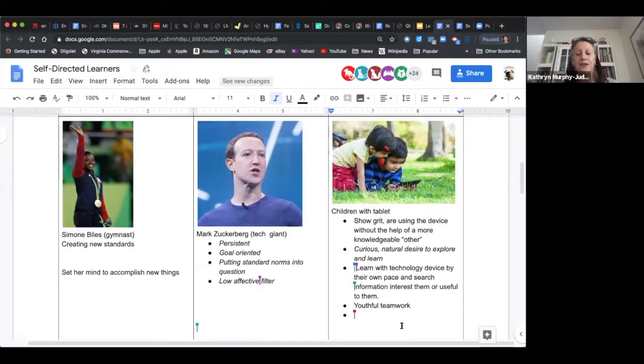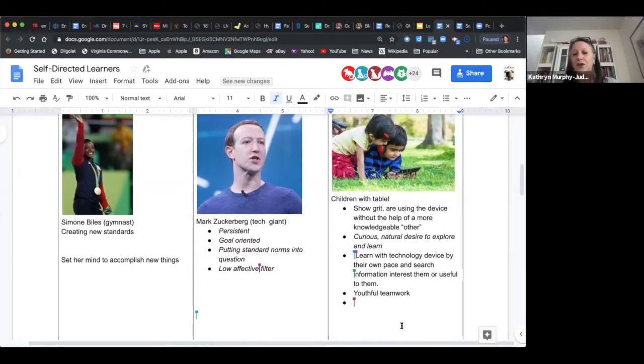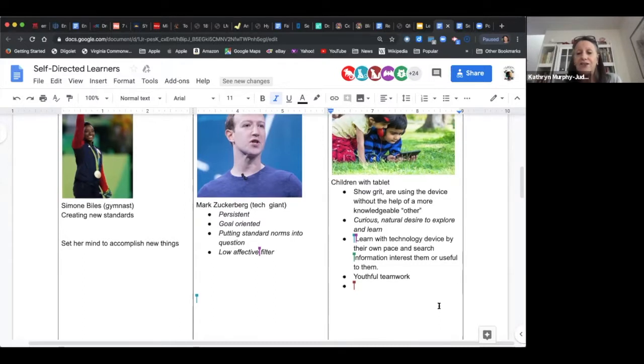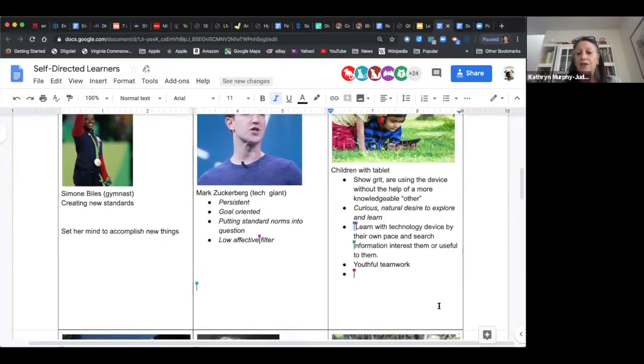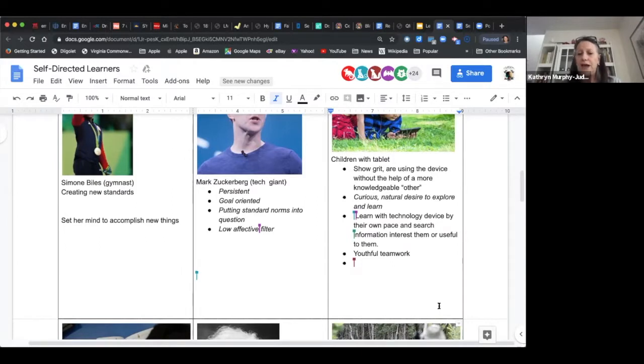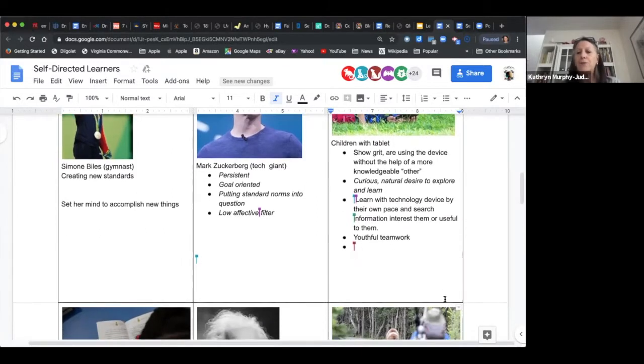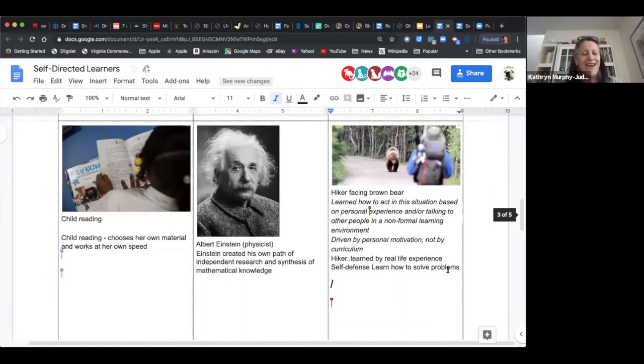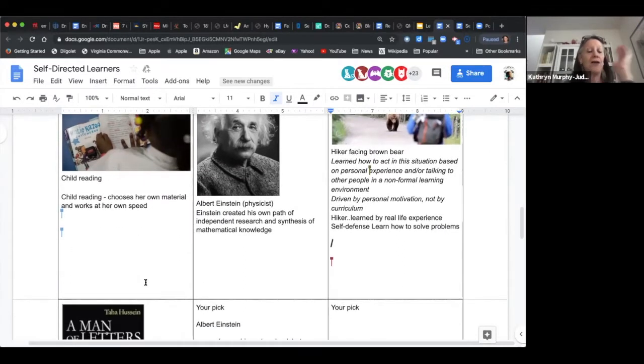Low affective filter, definitely. The children are showing grit. They're using a device without adults helping them to do that, and they're sharing each other's knowledge together. They've got curiosity, a natural desire to explore. They're learning with technology in their own time and space. Information interests them or is useful to them. It's teamwork. The child down here who's reading is choosing her own material. She's working at her own speed, but she knows that she's got a book and she wants to work through it. And so that's what she's doing.